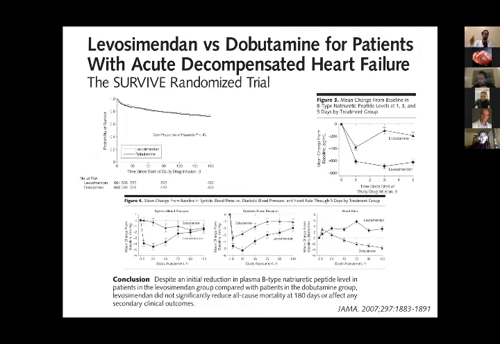Just recalling to mention levosimendan in the specific setting of acute decompensated heart failure. It is an old study made by the group of Alex Mebazaa, a randomized trial published in JAMA. In these patients, despite an initial reduction in BNP in the levosimendan group, there was no huge difference among the primary and secondary endpoints.